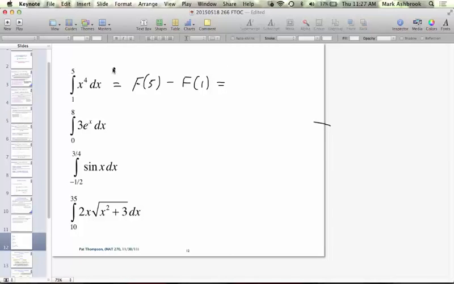All right, so how is F related to x to the fourth? It's its antiderivative, which is 1 over 5 x to the fifth. And you just now substitute. So 5 to the fifth over 5 is 5 to the fourth, right? Minus 1/5. 624? 624. So 625 minus 1/5. 624 and 4/5.